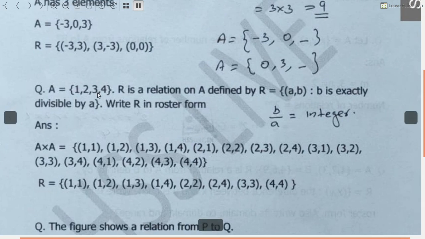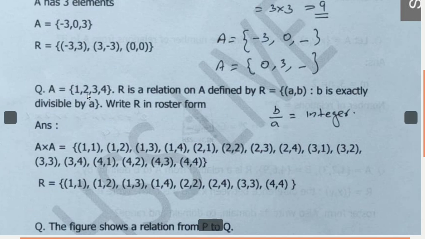A is equal to the set 1, 2, 3, 4. R is a relation on A defined by R is equal to the set of (a, b) such that b is exactly divisible by a. Write R in roster form. So we can divide b by a. That is the question. So b by a is an integer. What is exactly divisible by a? We can divide the number b by a. Since b by a will be an integer 1, 2, 3, 4, etc., or minus 1, minus 2, minus 3, etc., or 0. Okay. But the answer will not be what? Decimal 1.5, 2.5. So such answers will not be obtained. Okay.